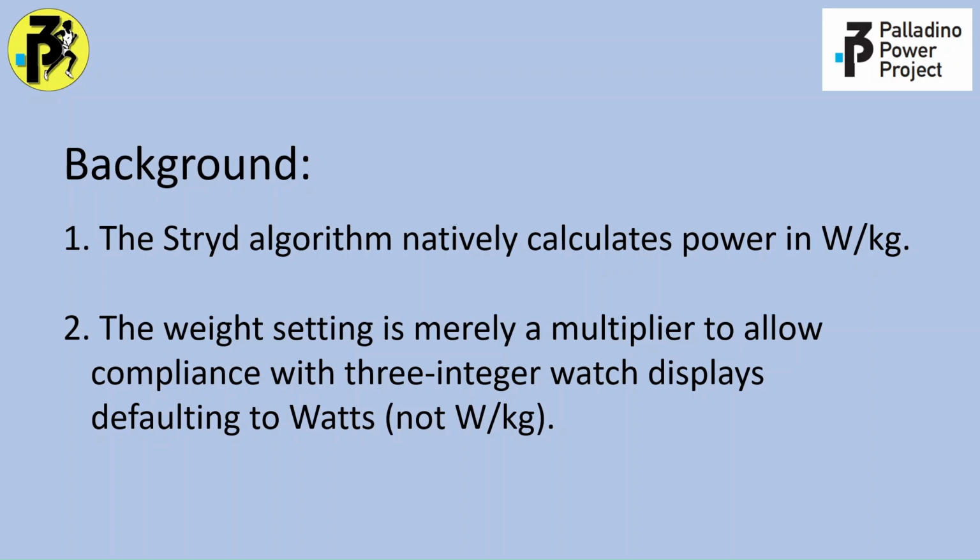So you might say, well, okay, why the weight setting then? Well, the weight setting was to allow compliance with watch displays. So it's a multiplier to allow compliance with 3-integer watch displays that default to watts. That's the industry standard. Now, there are some apps that will display watts per kilogram, but the industry standard is 3-integer watts display, so you need a multiplier from what the pod and the algorithm is natively calculating.